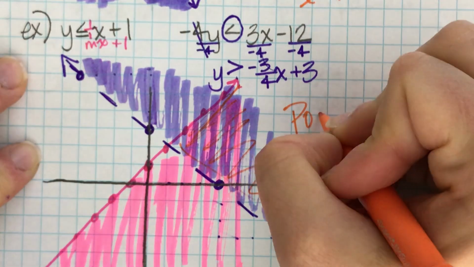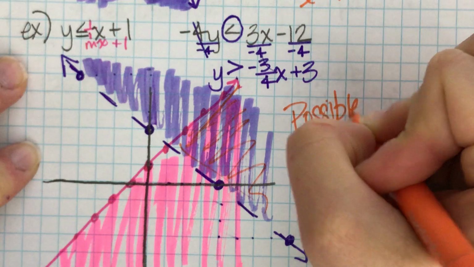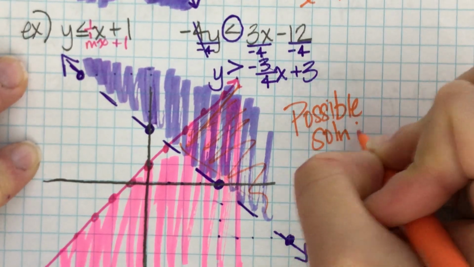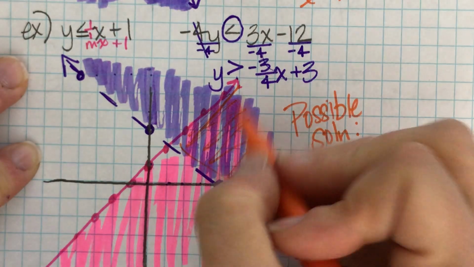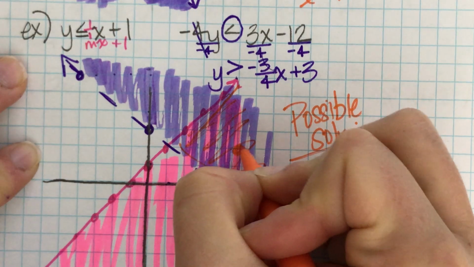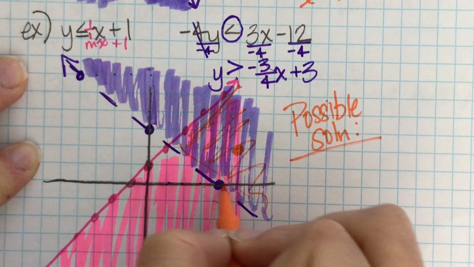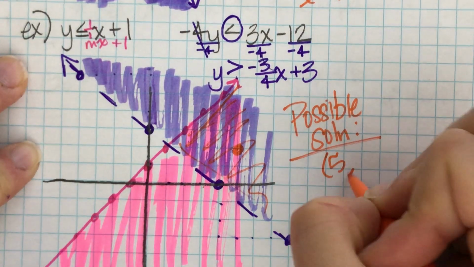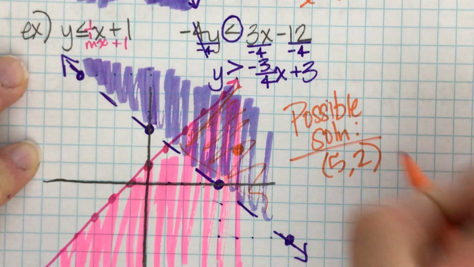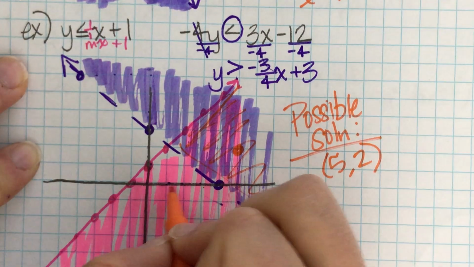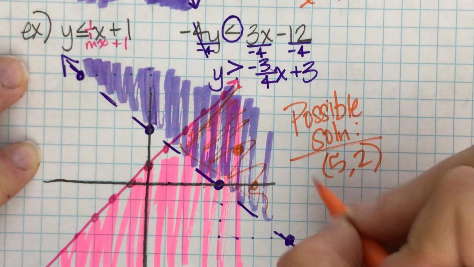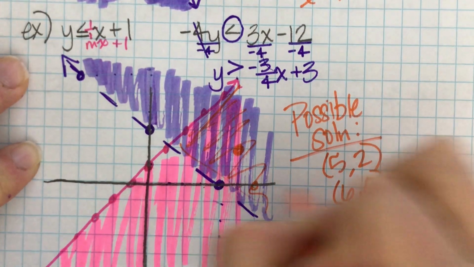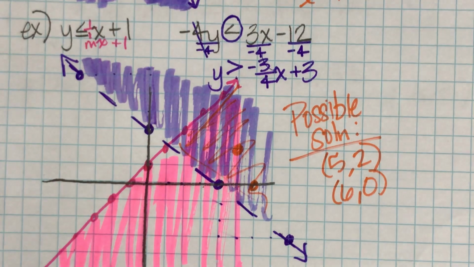So possible solutions, again, there are an unlimited number. I'm just going to pick a few. So let's see, this dot looks good. If I actually count that out, it would be 1, 2, 3, 4, 5, and up 2 would be an answer. Let's go out to 7, 0, or 6, 0 would be an answer, right? It's clearly in that double shaded portion.